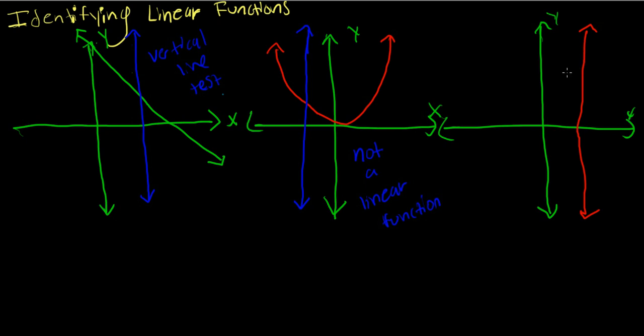Now let's look at the final graph. The only domain value, 3, is paired with many different range values. So basically, one x value has many y values, so this is not a function.